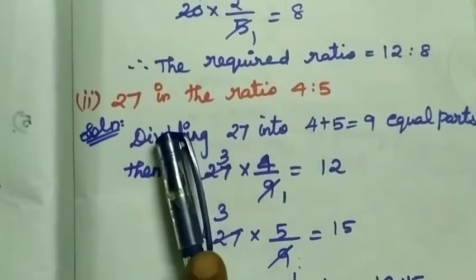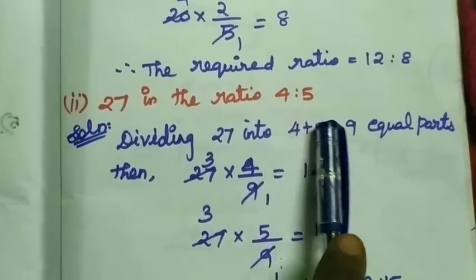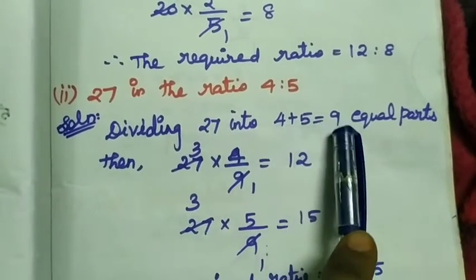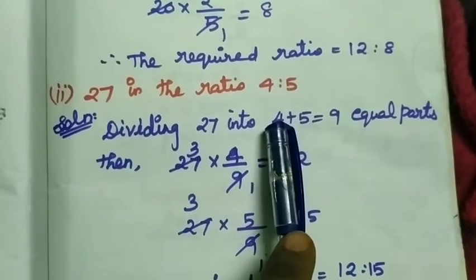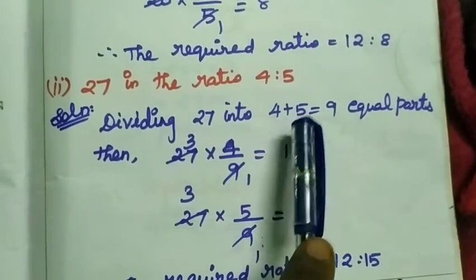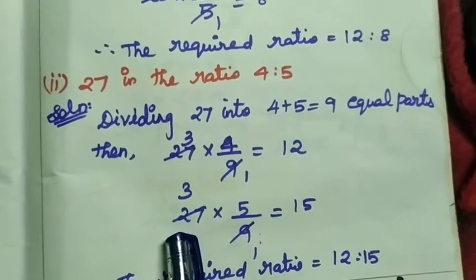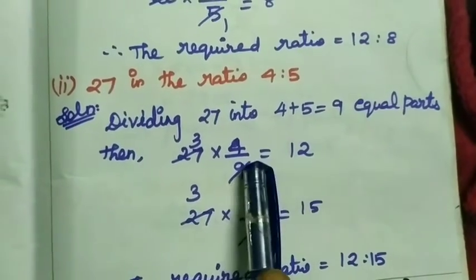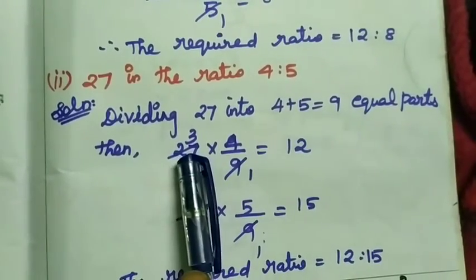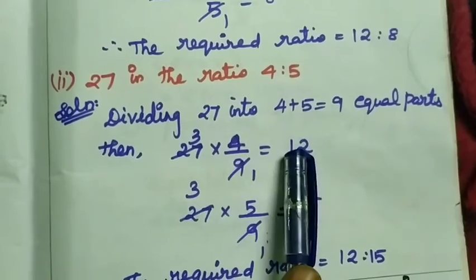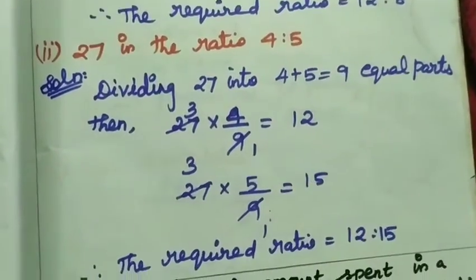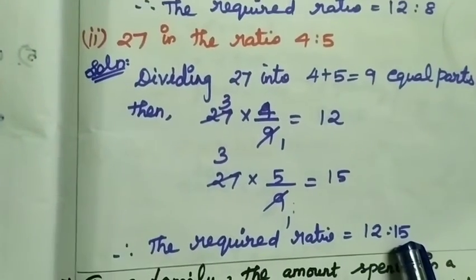You see that 27 in the ratio 4:5. In 4:5 we take the total equal parts, 4 plus 5 equal to 9. First we take 4 by 9 into 27. Next we take 5 by 9 into 27. The denominator is 9, so we can divide the number using the ninth table. 1 9 is 9, 3 9s are 27. Therefore 3 4s are 12, and here same, 3 5s are 15. Therefore the required ratio is 12:15.